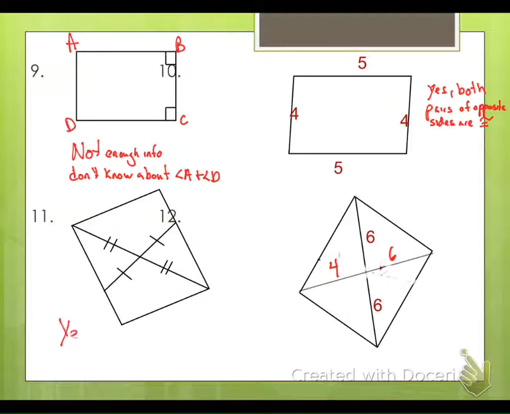In that one, we don't have sides. What do we have? Angles. What do we have? Lines. What do we call the lines on the inside? The diagonals. They are being bisected. So yes, the diagonals are bisected.